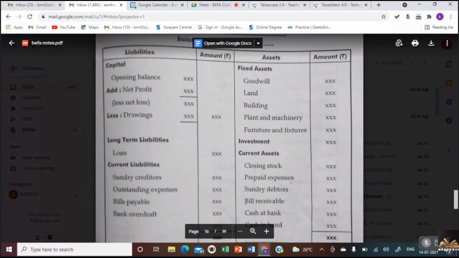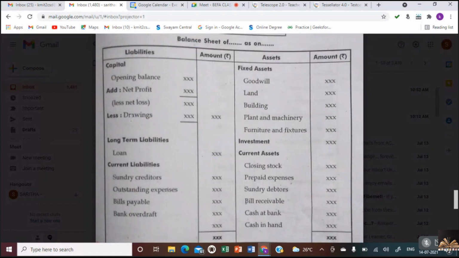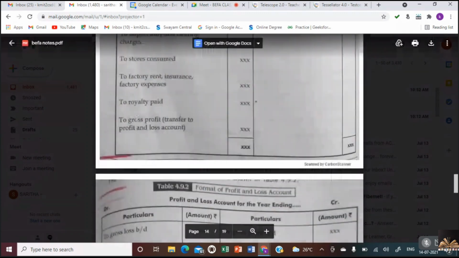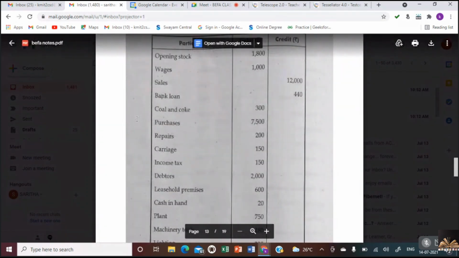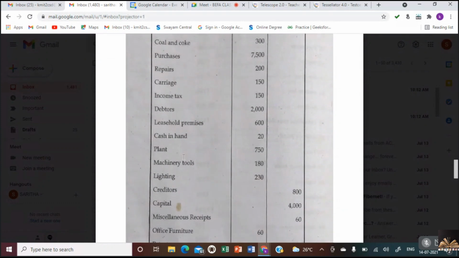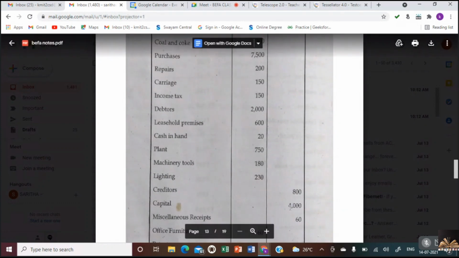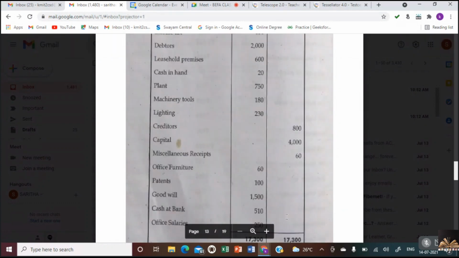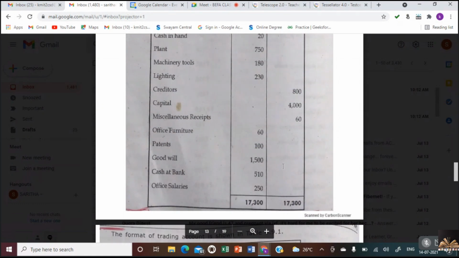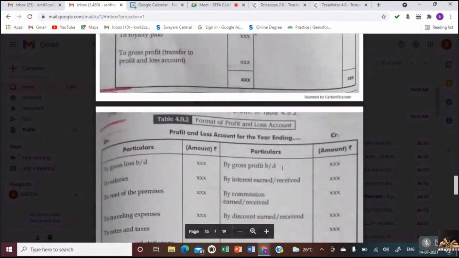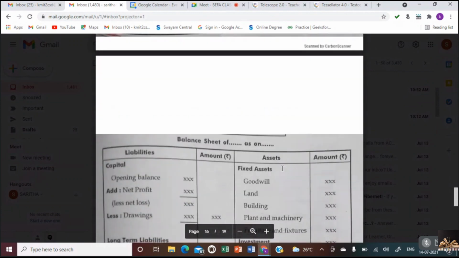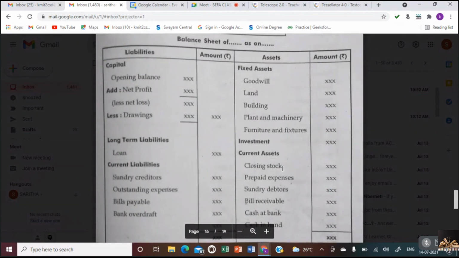If it is a loss we deduct, if it is a profit we add to the capital. The capital account will be given in the trial balance like this. See, capital is 4,000, isn't it? So for that we add net profit. If it is a loss, we deduct the loss. Is it clear, Nana? So that is the first item that we have in liabilities. Take the opening balance of capital given in the trial balance, and add the net profit that you got in the profit and loss account. So now you remember, Nana, it is a chain.